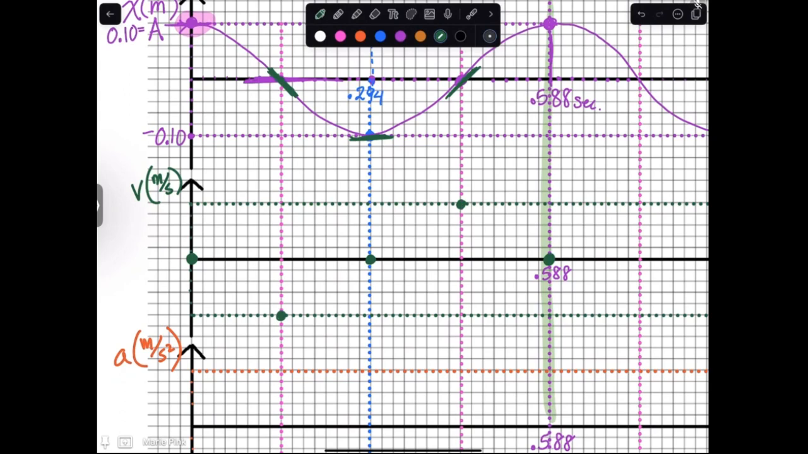That's also where our spring potential energy is 0. So just remember, at this point is where spring potential energy is 0, and that's why our maximum kinetic energy is going to be at that point. When we have our maximum kinetic energy, that's going to be when our spring potential energy is 0. All right, so we're going to go ahead and draw the curve here.